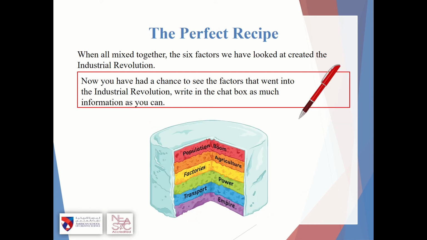The perfect recipe. When all mixed together, the six factors we have looked at created the Industrial Revolution. Now you have had a chance to see the factors that went into the Industrial Revolution.